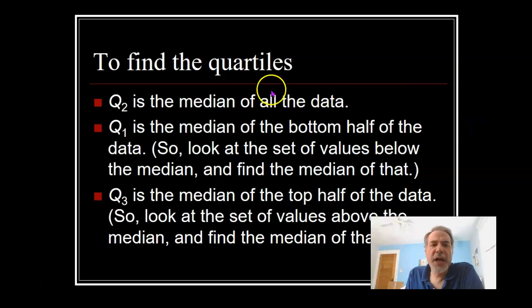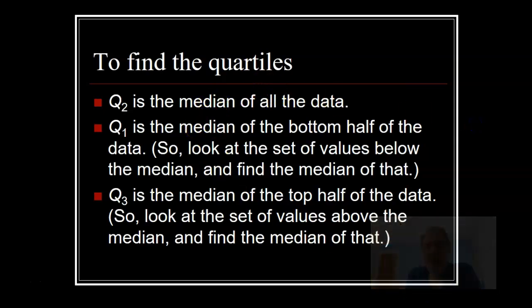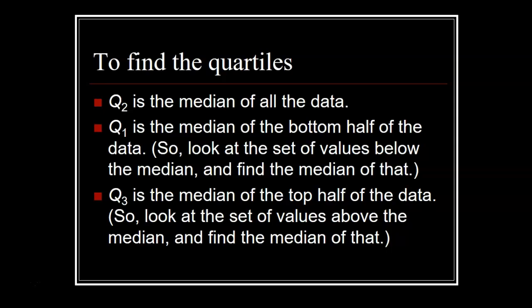So to find the quartiles, Q2 is the median of all the data. Q1 is the median of the bottom half of the data. So if you found the median of all the data, then just look at all the numbers that are below the median and find the median of those. And then look at all the numbers that are above the overall median, and Q3 would be the median of those.